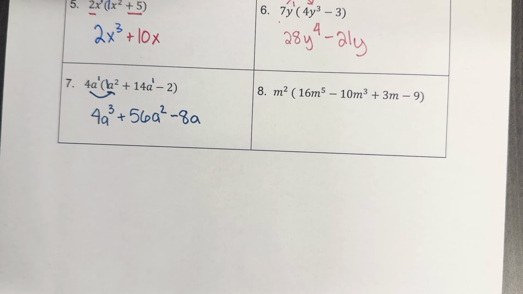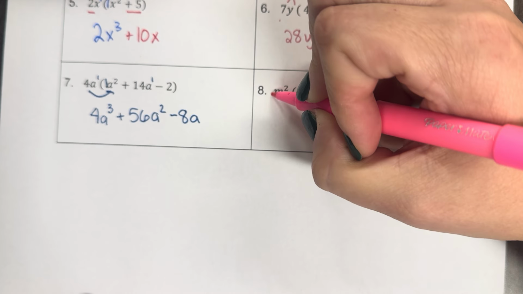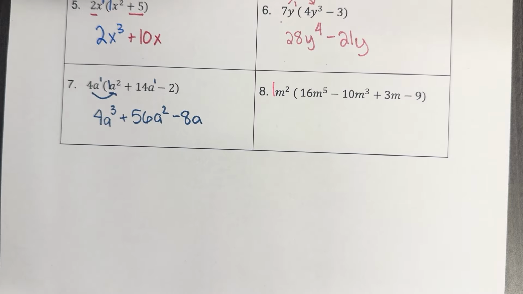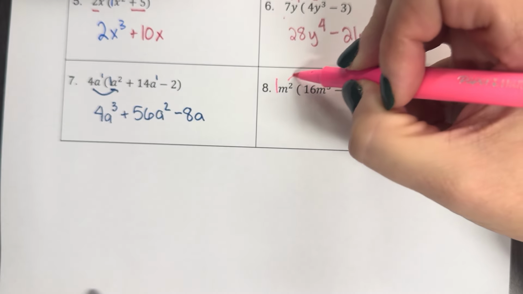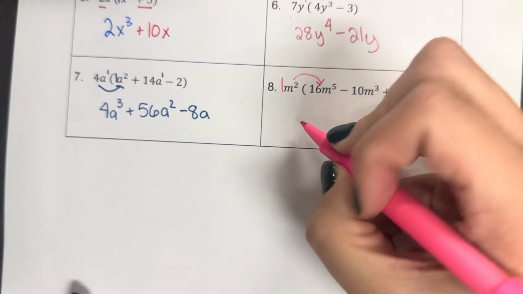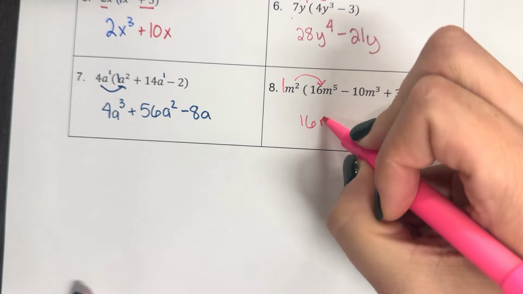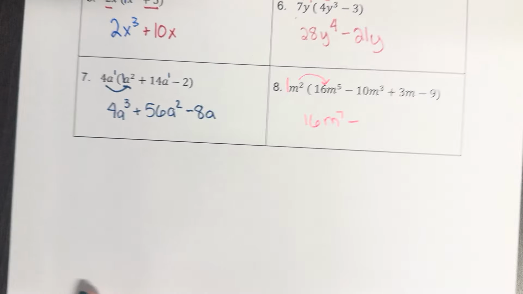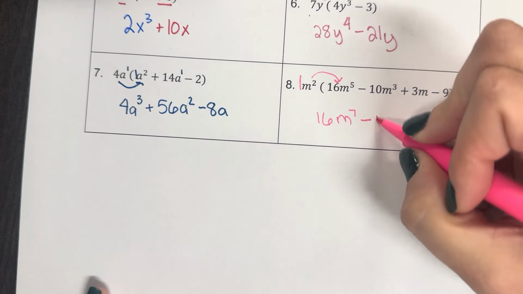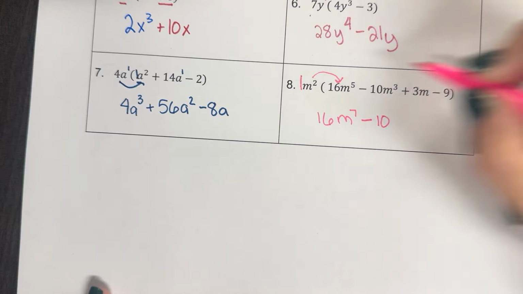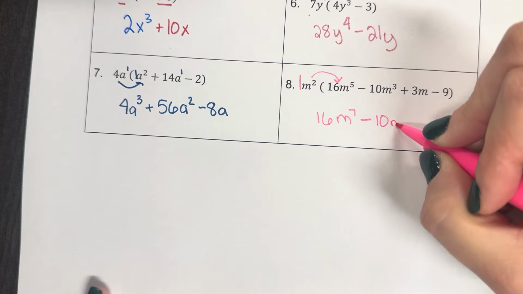So I look at my next one. Again, you could think about this as 1m squared. If you want that coefficient in front, you don't have to. So we start distributing. So 1 times 16 is 16. We add the exponents. 2 plus 5 gives us 7. 1 times negative 10 is negative 10. And then I add the exponents. 2 plus 3 gives me 5.